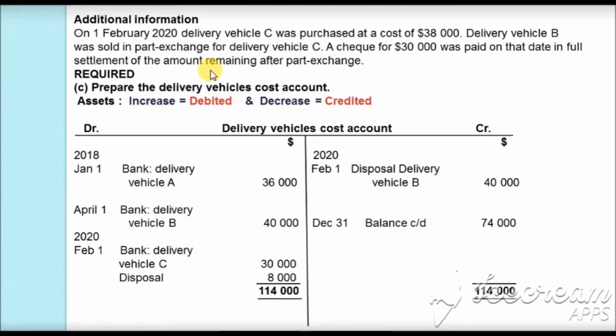And now it is further given that on 1st Feb 2020 a delivery vehicle C was purchased. And how was this purchased? The total amount is $38,000 and we have paid only $30,000, that is, the $8,000 which is remaining will be the part exchange value of delivery vehicle B. So here we have purchased, as purchase of the asset increases the overall assets, it should be debited again. That is on 1st Feb, the delivery vehicle C which was purchased, this is for bank and check is given, so $30,000 for bank and $8,000 for the disposal or the part exchange of vehicle B.